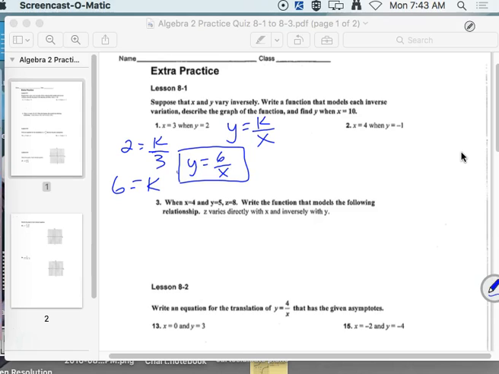So write a function that models each inverse variation. We've done that. Y equals 6 over x. Describe the graph. What does that graph look like? It would be kind of wide because it's a 6, but not too far away from the middle. You said it would be kind of wide. Two lines that are going in the first... No. Hyperbola. Hyperbola.